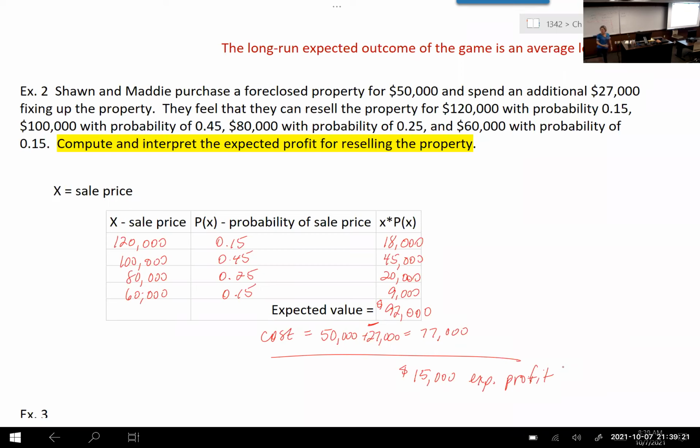So they earn 15, they profit $15,000 because it was positive, right? They didn't lose any money on that. Okay, other questions on that? So this is kind of what we're thinking about when we're talking about expected value, right?